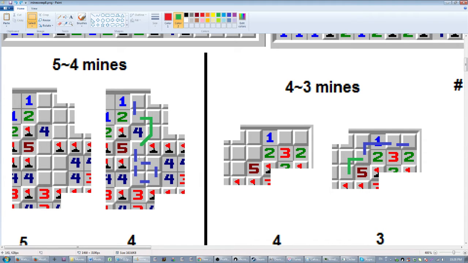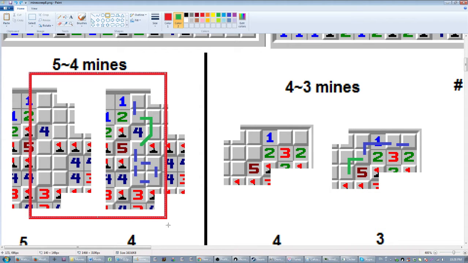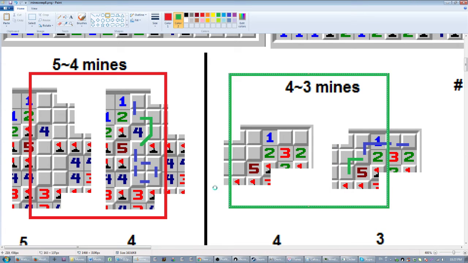but there are more complex formations where even I can't figure some things out. But anyway, we know that there's 4 to 5 mines on the left thing here. I need to just keep using this box here, and there's 3 to 4 mines here. So we figure that out.